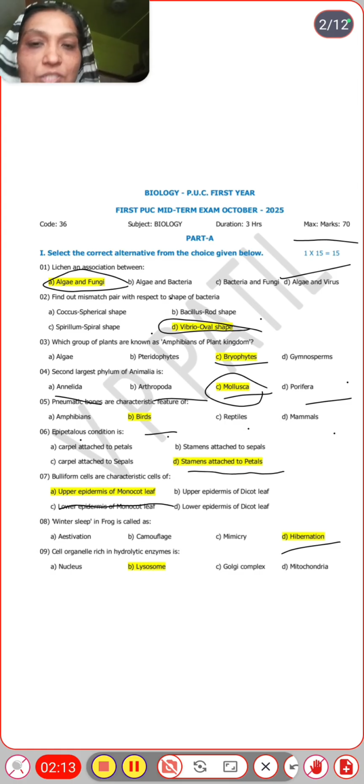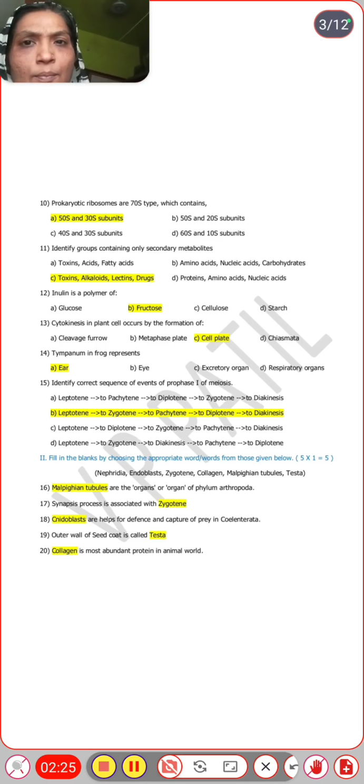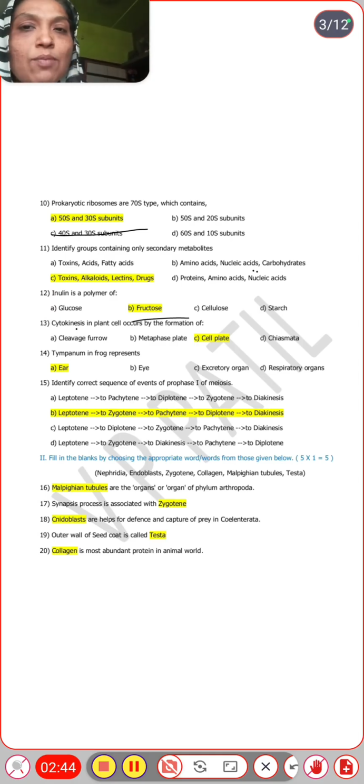Winter sleep, hibernation. Cell organelles rich in hydrolytic enzyme, that we call as a lysosome. Prokaryotic ribosomes are 70S type, which contain 50S and 30S subunits. Identify the group containing only secondary metabolites, that is toxins, alkaloids, lectins and drugs. Inulin is a polymer of fructose.